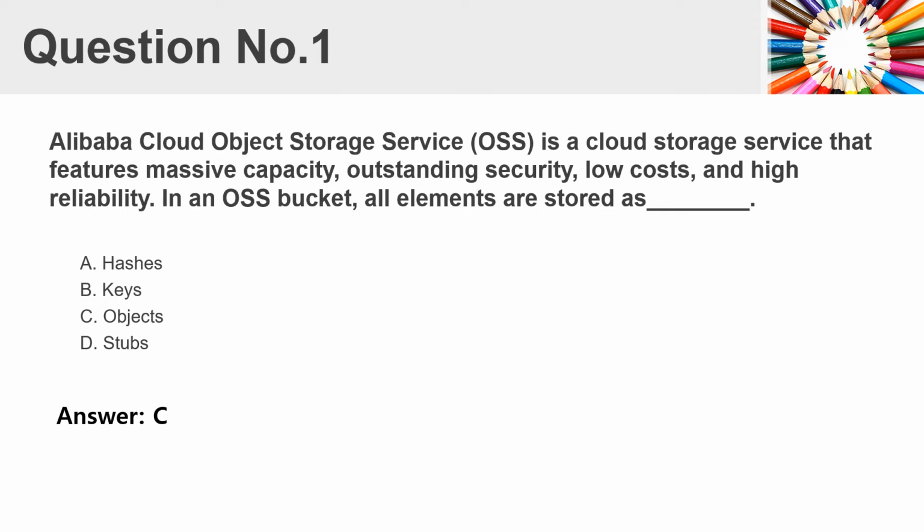Question number 1. Alibaba Cloud Object Storage Service (OSS) is a cloud storage service that features massive capacity, outstanding security, low costs, and high reliability. In an OSS bucket, all elements are stored as _blank. A. Hashes. B. Keys. C. Objects. D. Stubs. Answer: C.